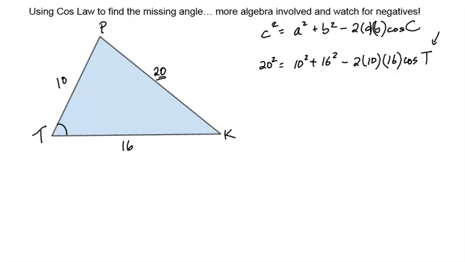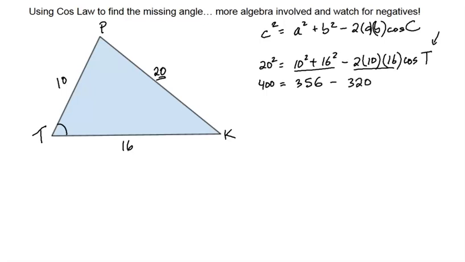So you're going to have to do a couple of steps along the way to keep things honest. And our final step is going to be to find the inverse cos of an ugly number. So 20 squared is equal to 10 squared plus 16 squared, which is 356. Try and get that done in one shot. Same thing with this multiplication here. Order of operations is really important here.